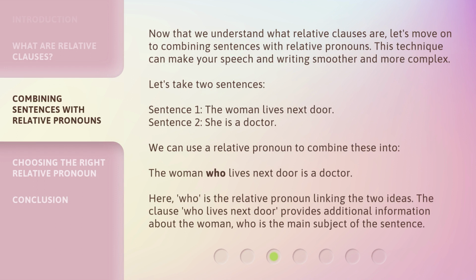Now that we understand what relative clauses are, let's move on to combining sentences with relative pronouns. This technique can make your speech and writing smoother and more complex. Let's take two sentences. Sentence 1, the woman lives next door. Sentence 2, she is a doctor. We can use a relative pronoun to combine these into: the woman who lives next door is a doctor. Here, who is the relative pronoun linking the two ideas. The clause, who lives next door, provides additional information about the woman, who is the main subject of the sentence.